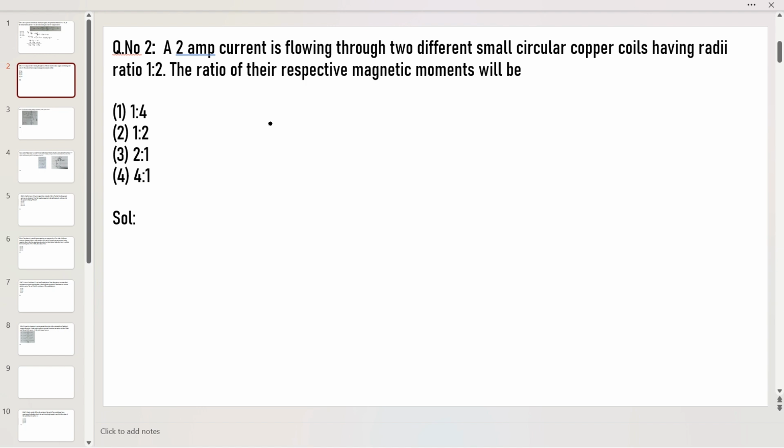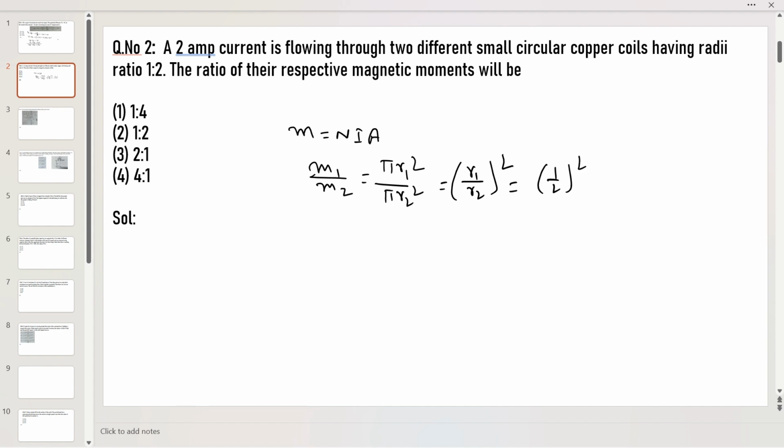We all know that a current carrying loop is a magnetic dipole, and its magnetic moment is equal to N I times the area of the loop. Here we are going to find the ratio M1 divided by M2. The current I is constant in both the coils, so only the area differs, so it will be pi R1 square by pi R2 square. This is R1 by R2 the whole square, which is 1 by 2 the whole square, equal to 1 by 4. This will be 1:4. So this is your answer.